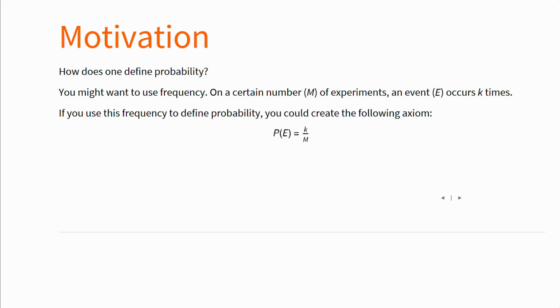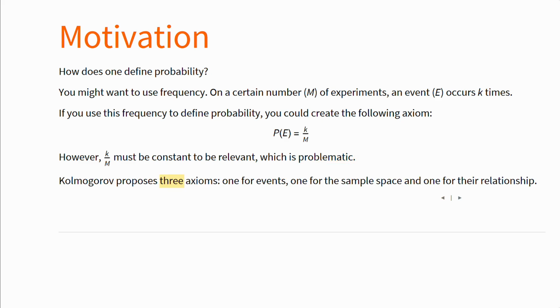We could then make M tend toward infinity, since we tend to assume that empirical measures tend to theoretical measures. But we run into a problem. If k divided by M defines a probability quantity, then it intuitively should be some kind of a consistent or constant number, which is problematic. An axiom needs to be self-evident, and the fact that k divided by M converges to a constant is far from self-evident. So Kolmogorov uses more self-evident axioms as the basis of probability.